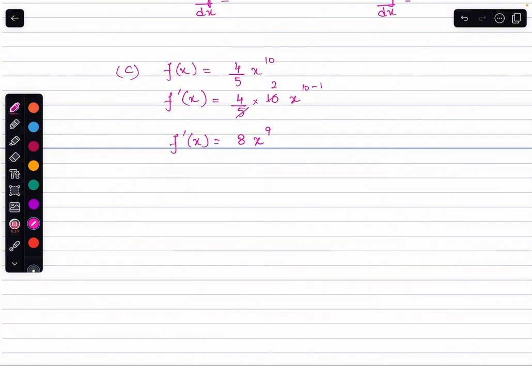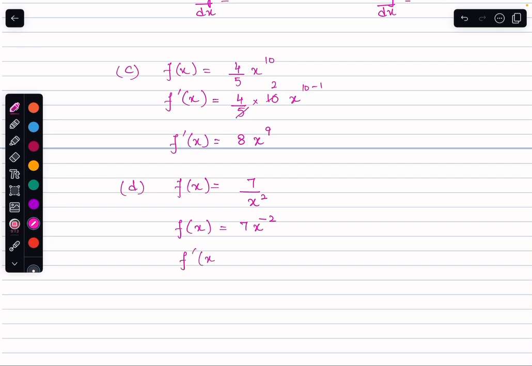Let's do another example. f of x is equal to 7 by x squared. So here I can say f of x is equal to 7 x to the power... I can take this x squared to the numerator, and when I take this x squared to the numerator, the sign of the power changes to -2. So I have this equation.